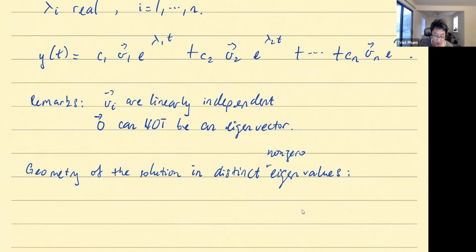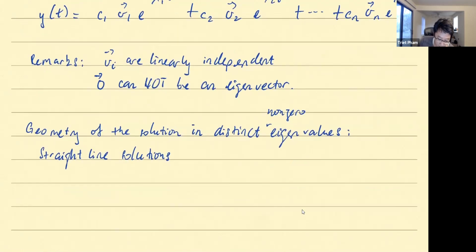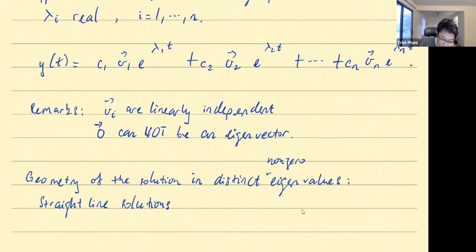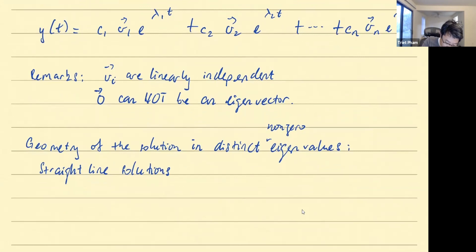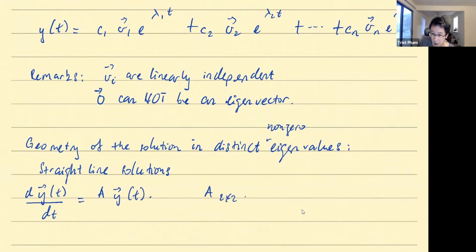What I want to say here is this. First of all, I want to comment on the title of 3.2. They've talked about straight line solutions, and what that means. So for straight line solutions, what does that mean? Let's suppose that we have a 2x2 system, dy/dt is A times y, because here we want to draw a picture. Beyond 2x2 is harder to draw.